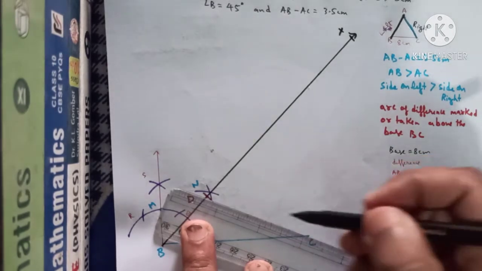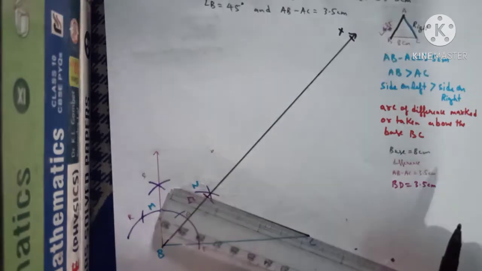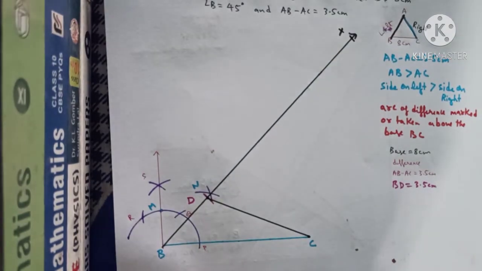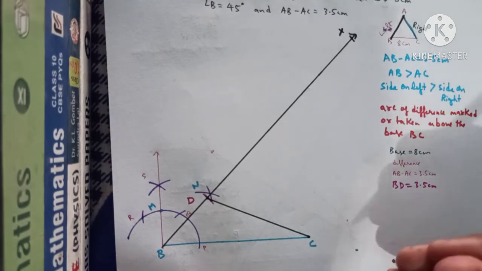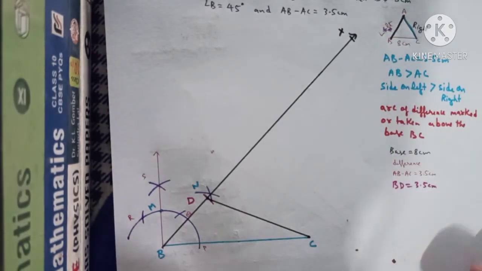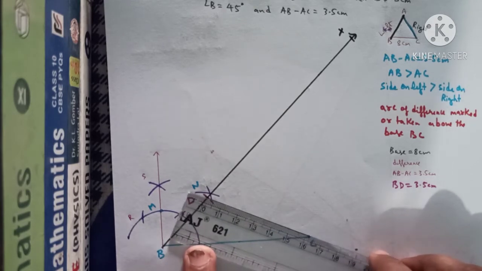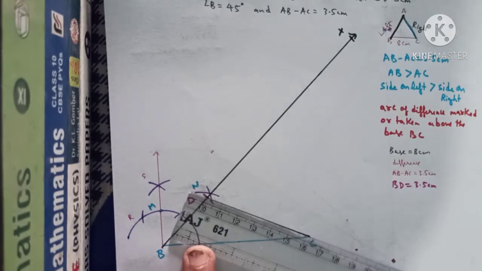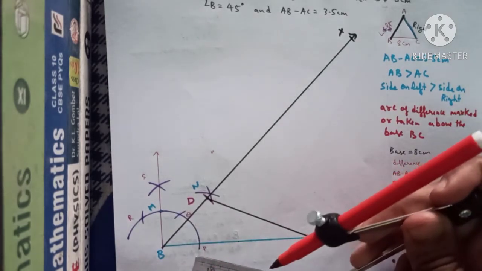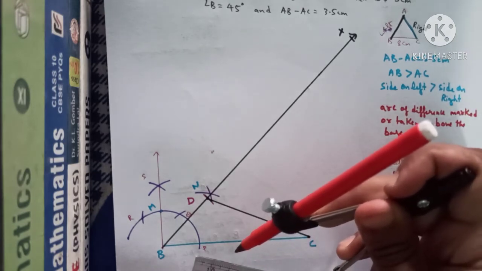Okay, we will join this D to C. So we have got this line CD. Now we have to draw the perpendicular bisector of CD. So first of all, we have to take more than half of CD. This is approximately 6 centimeter, so we have to take the radius at least more than 3 centimeter. So it should be more than 3 centimeter.